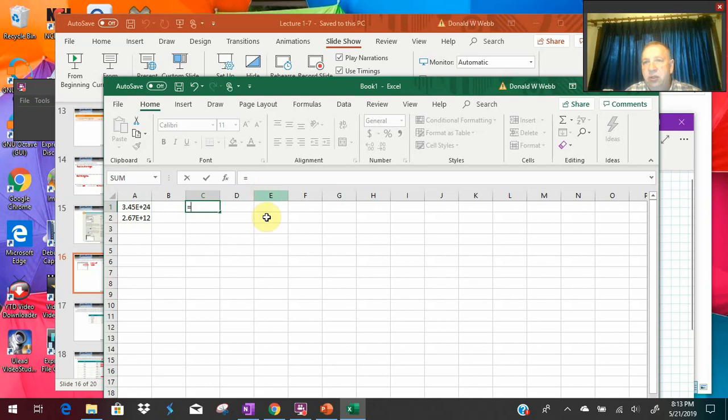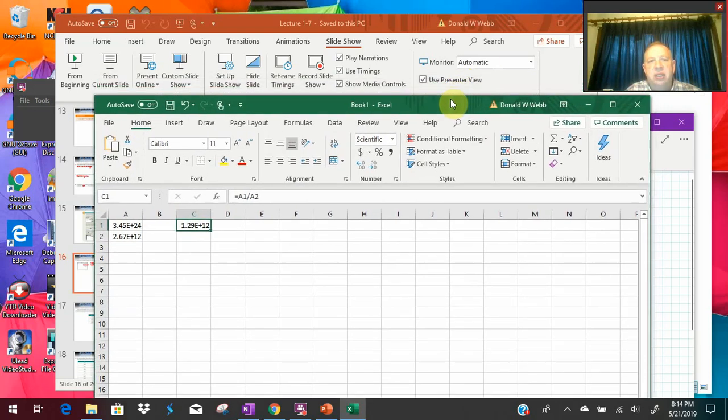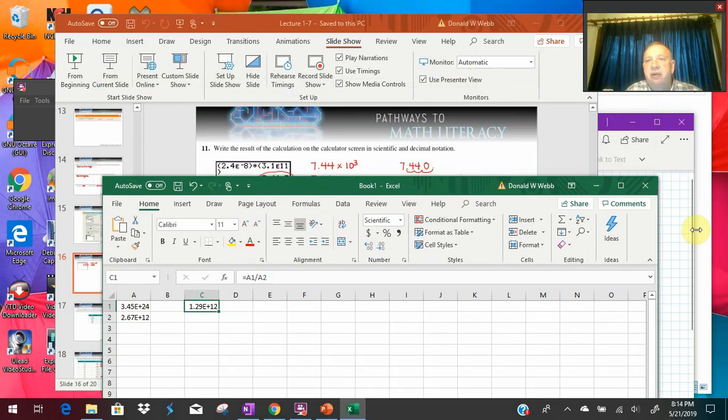In Excel, I'm just going to reference the cells that it's in and let it do the operations for me. So take what's in A1 divided by what's in A2, and it gives me the answer back in this. E to the 24th divided by e to the 12th, 24 minus 12 gives me that 12, and 3.45 divided by 2.67, you're looking at 1.29. So that's basically that in scientific notation. So that's how Excel handles it, and like I said, the calculator we'll look at some of it in class.